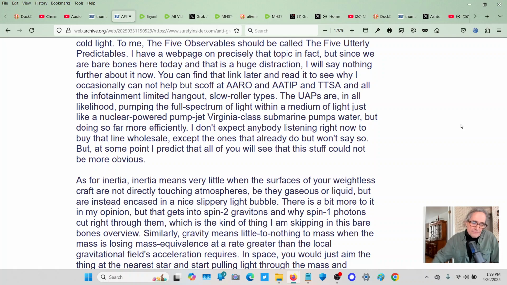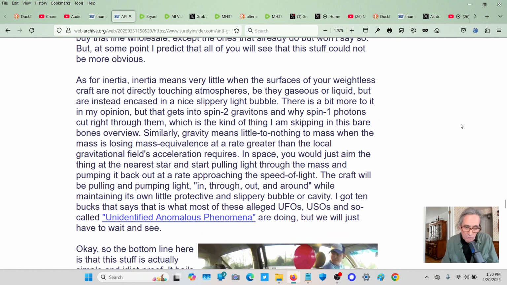As for inertia: inertia means very little when the surfaces of your weightless craft are not directly touching atmospheres, be they gaseous or liquid, but are instead encased in a nice slippery light bubble. There's a bit more to it in my opinion, but that gets into spin 2 gravitons and why spin 1 photons cut right through them, which is the kind of thing I am skipping in this bare bones overview.